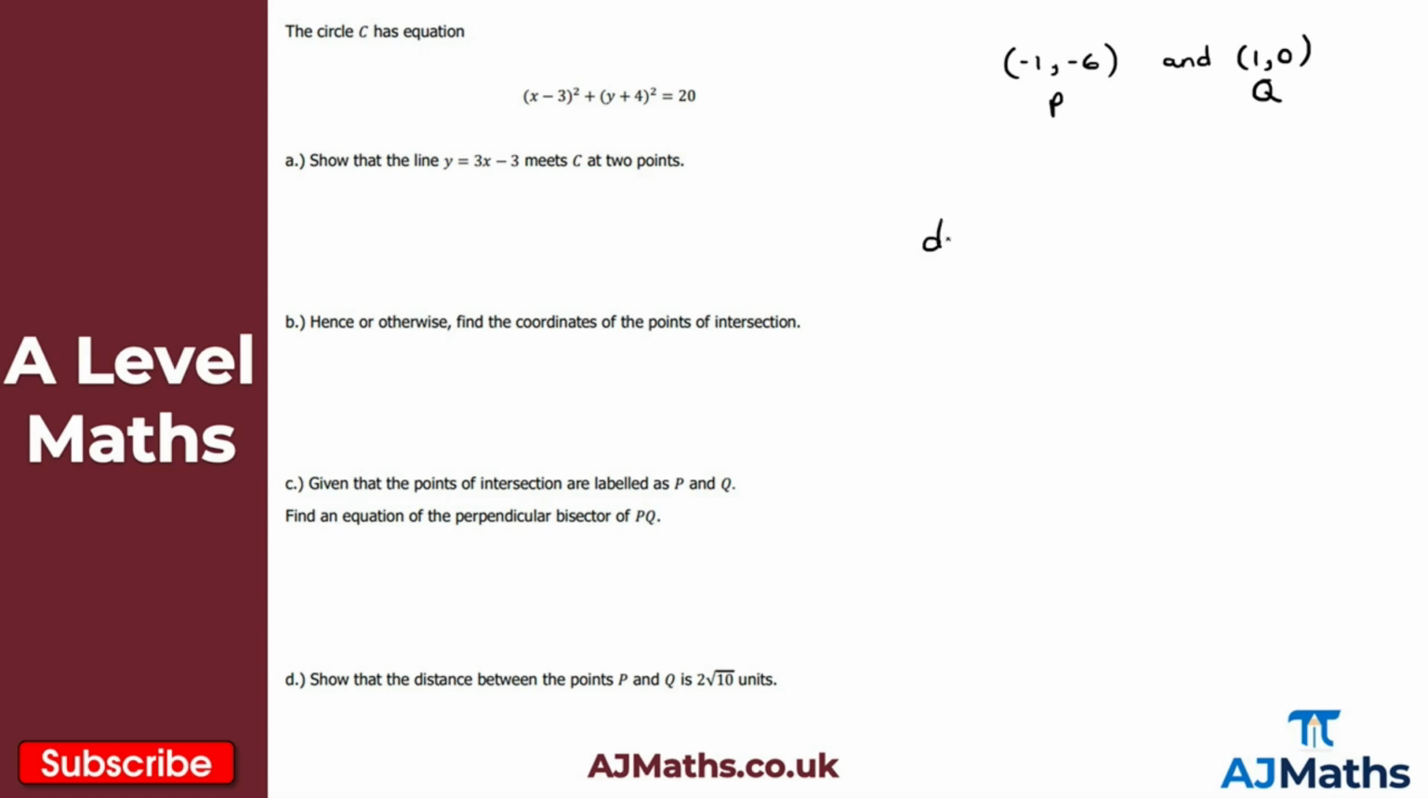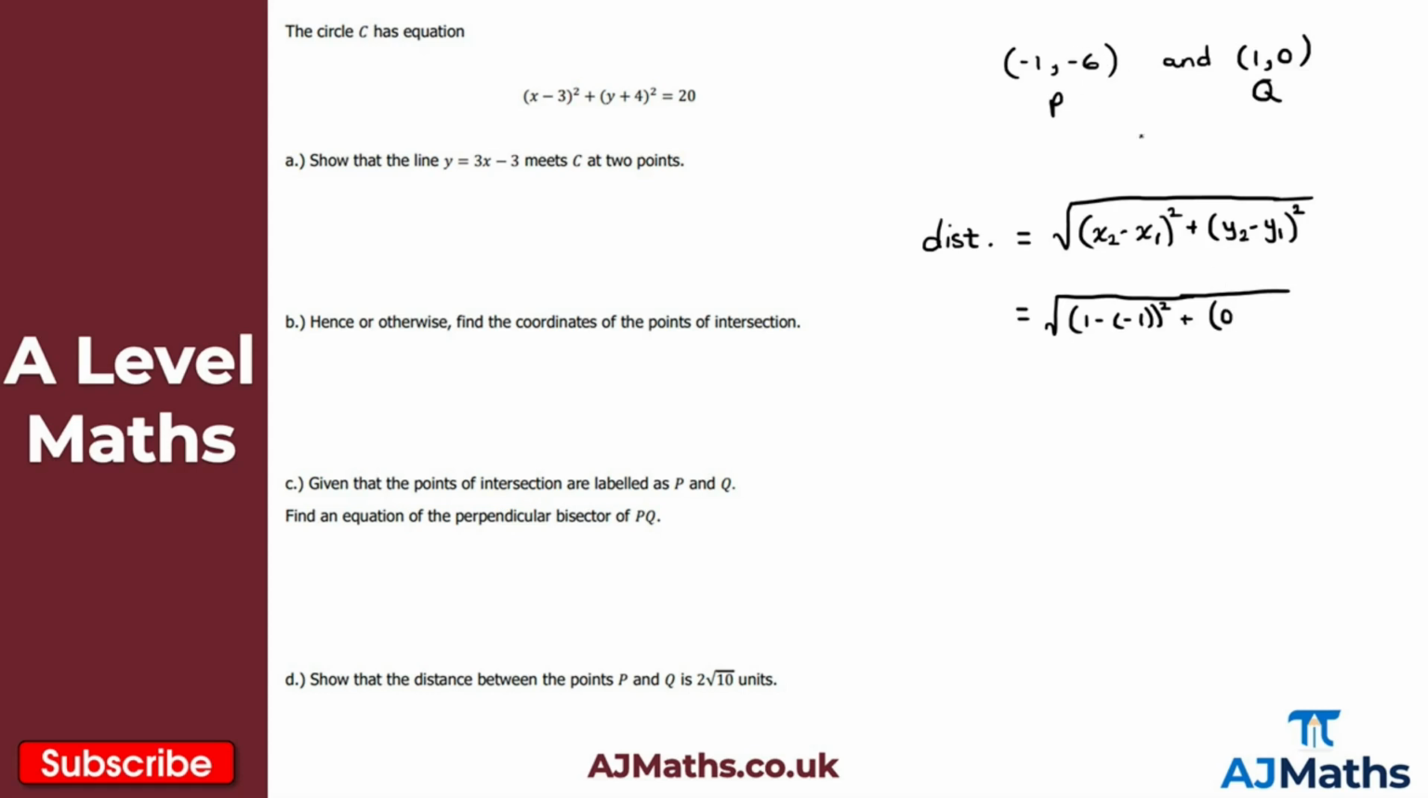For the distance between these 2 points, remember this would be the square root of the difference in the x coordinates, x2 minus x1 squared, plus the difference in the y coordinates, squared. So y2 minus y1 all squared. Putting this together, I'm going to do x2, so that's 1 minus minus 1 all squared. Take care with the brackets here. And y2, that's 0 minus minus 6 all squared.